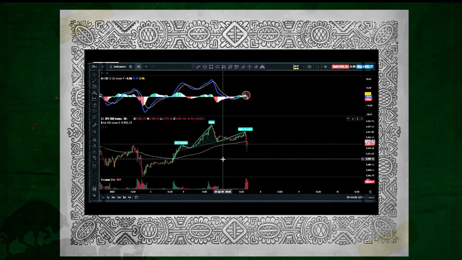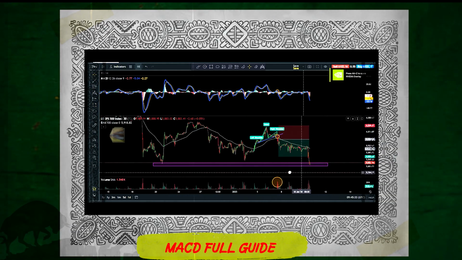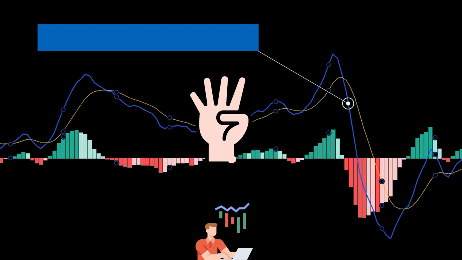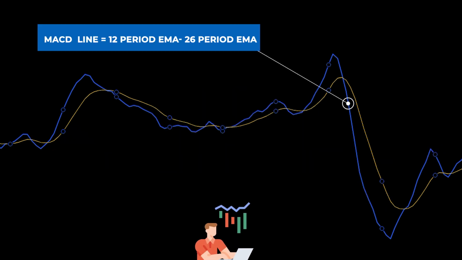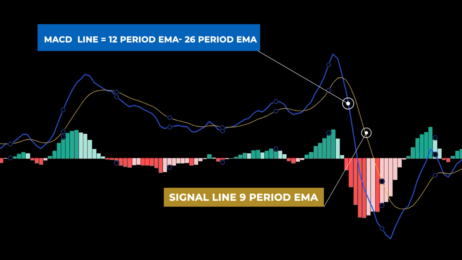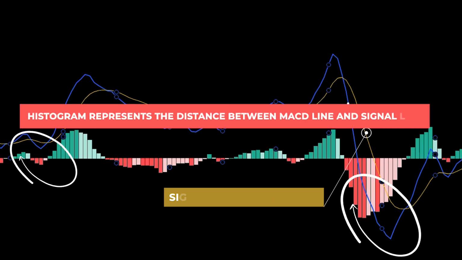MACD indicator is one of the most important indicators used by institutional traders. It is composed of 4 components. We have the MACD line, which is 12-period exponential moving average minus 26-period exponential moving average. We have the signal line, which is 9-period exponential moving average. We have the histogram, which represents the distance between the MACD line and signal line.